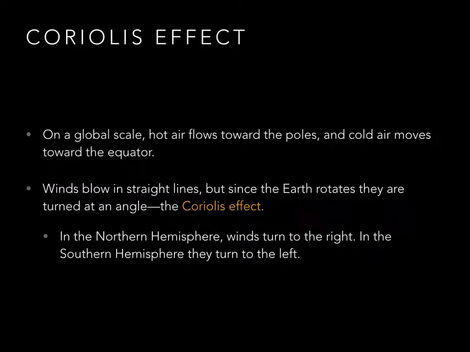Coriolis effect. On a global scale, the hot air flows towards the poles and the cold air moves towards the equator. Winds actually blow in straight lines, but since the Earth is rotating, they are turned at an angle. This is the Coriolis effect. In the northern hemisphere, winds turn to the right. In the southern hemisphere, they turn to the left.